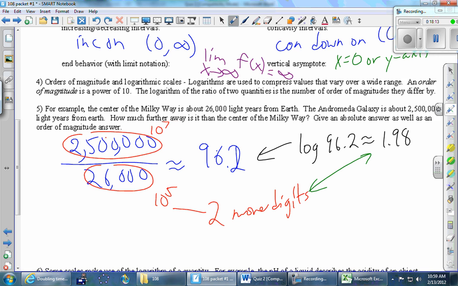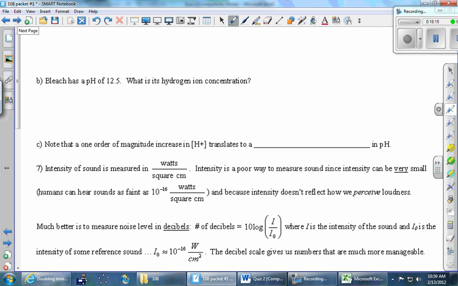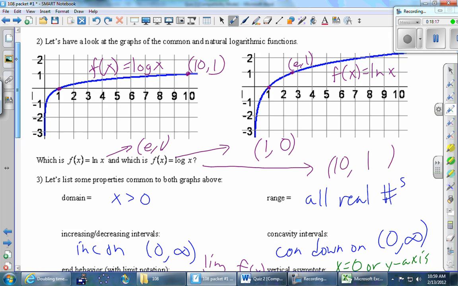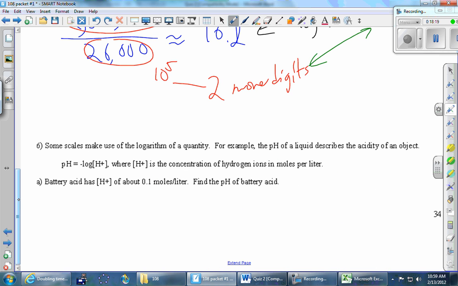Okay, let's go to the next page. I missed something. What did I miss? Not the next page, number 6. And I think we're up to Todd in the back.